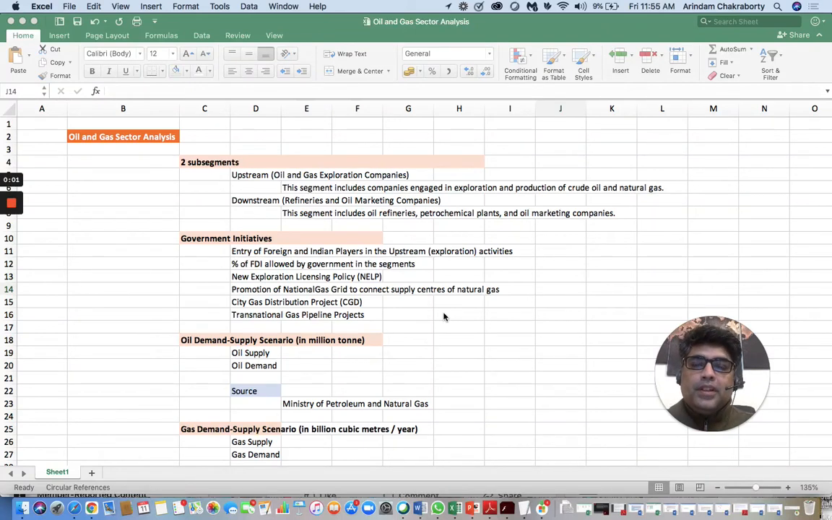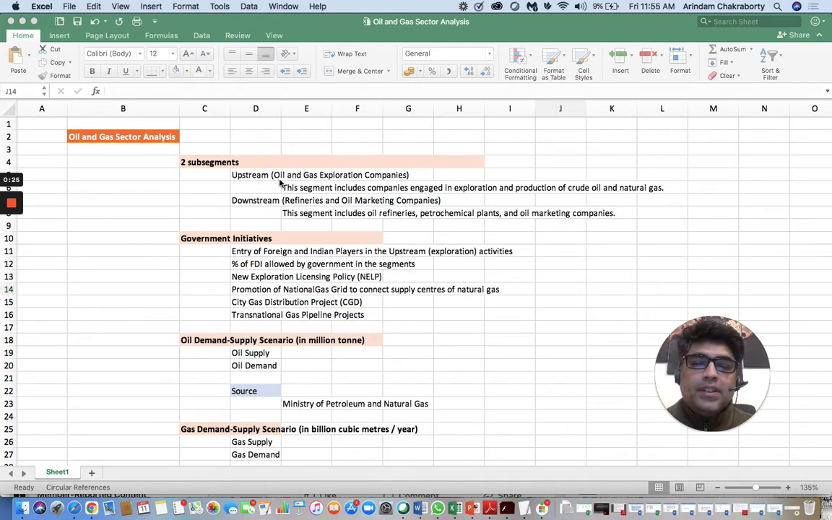Hey guys, today we are going to discuss the oil and gas sector analysis, where we'll see what the ideal framework should be for analyzing this sector, right? As we see over here, in the oil and gas segment, there are two subsegments. One is the upstream and the second one is the downstream.